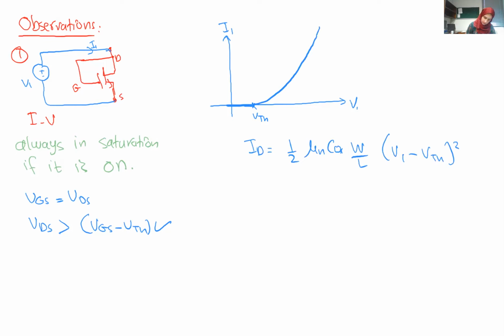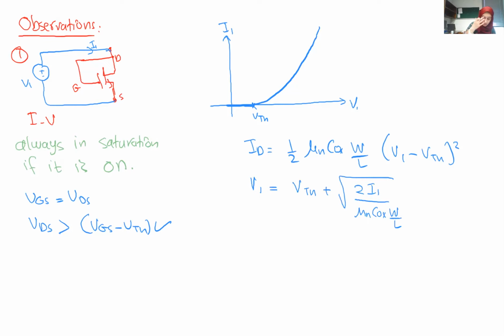What about if we apply a current in this diode connected device? Or let's say from this equation, what is the relation of V1 as a function of the current? We can rearrange this equation, take the square root, and get that V1 equals V threshold plus the square root of 2I1 divided by mu1 COX W over L.